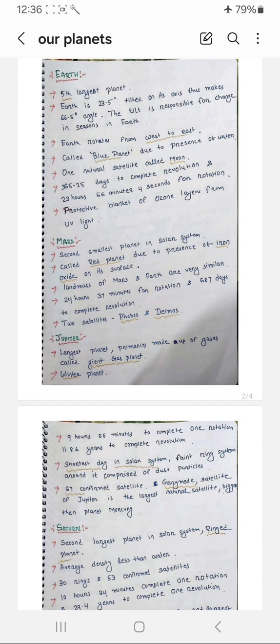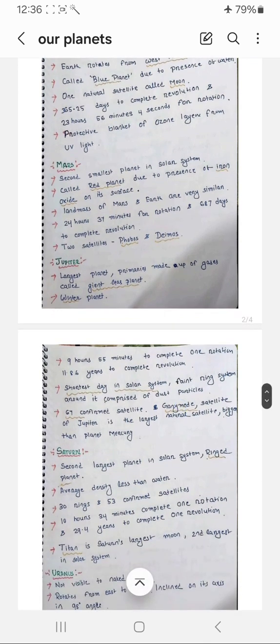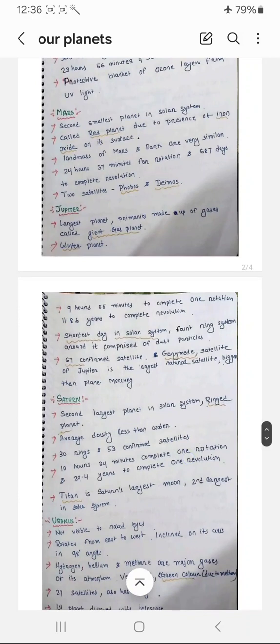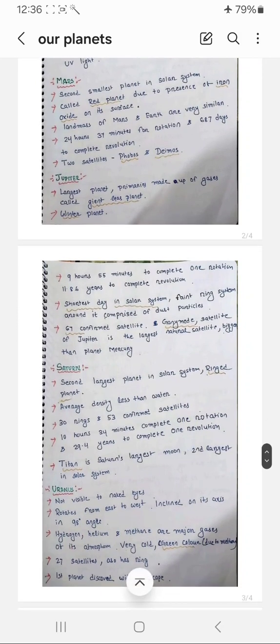from the sun. Then comes the planet Mars, which is the second smallest planet in the solar system after Mercury. It is also called the red planet due to the presence of iron oxide on its surface, which makes it red in color. The landmass of Mars and Earth are very similar, and for one rotation it takes 24 hours and 37 minutes.